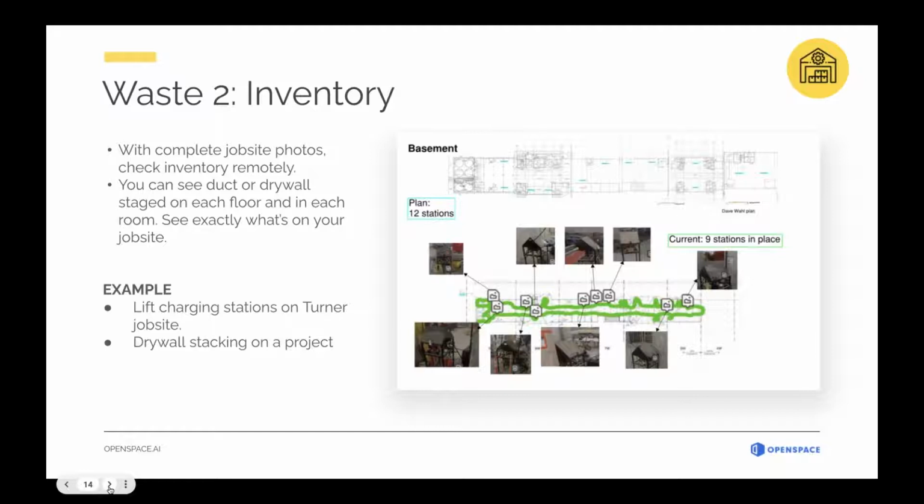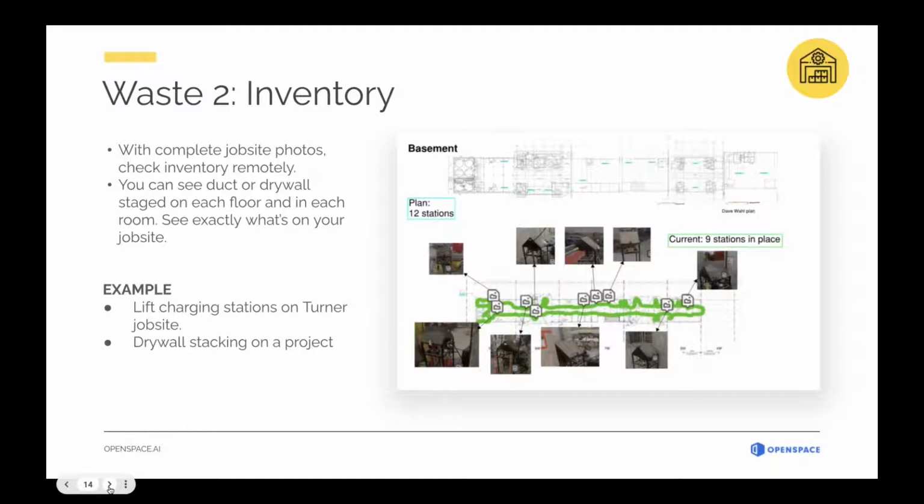Then I was able to create this map and show the electrician, look, in the basement, there's only 9 stations in place, you owe us 12. With that single day's effort, we were able to achieve consensus and all the haggling went away and we were able to move forward.